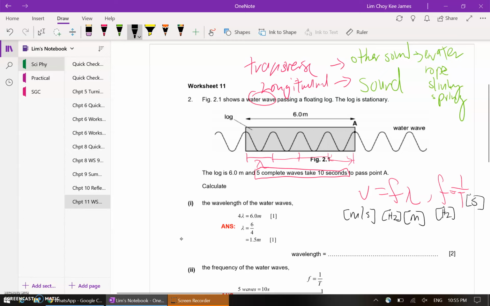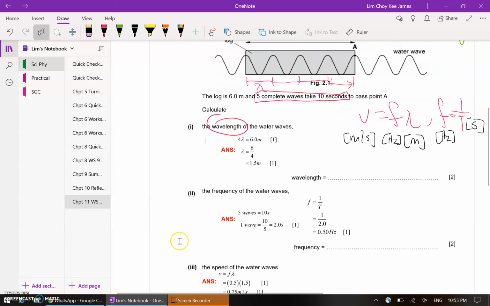So now, when the question asks for the calculation of the wavelength of the wave, don't be in a hurry to rush to use the formula. Look at the question first. The question mentions 6 meter long, and inside the 6 meter there are 4 wavelengths. So you can safely say that 4 wavelengths make up 6 meter, and you can use that to identify the magnitude of the wavelength. Just because it is a chapter 11 wave question doesn't mean you rush down and straight away use the formula. It doesn't work this way.